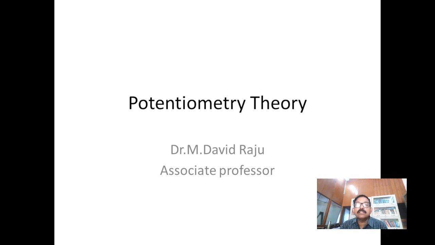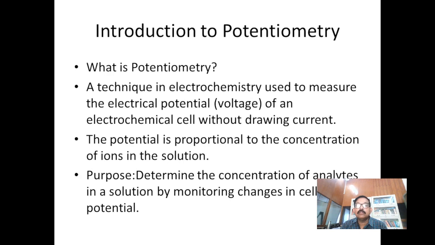Today I am going to discuss the theory of potentiometry. Let us see what potentiometry is, the purpose of potentiometry, and the basic principle involved. It is a technique in electrochemistry. This technique is used in electrochemistry to measure the potential of a titration in which oxidation and reduction take place simultaneously, that is, redox titrations.